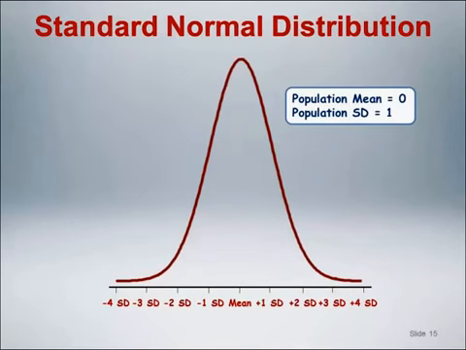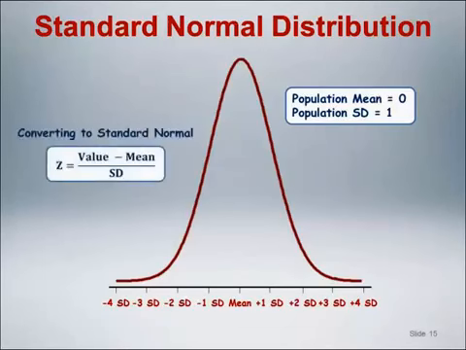I want to also mention a special Gaussian distribution called the standard normal distribution. This is a Gaussian distribution with a mean of 0 and a standard deviation of 1. All Gaussian distributions can be converted to a standard normal distribution by subtracting the mean from each value in the population and dividing this difference by the standard deviation. We call the resulting value a z-score, which represents the number of standard deviations away from the mean.